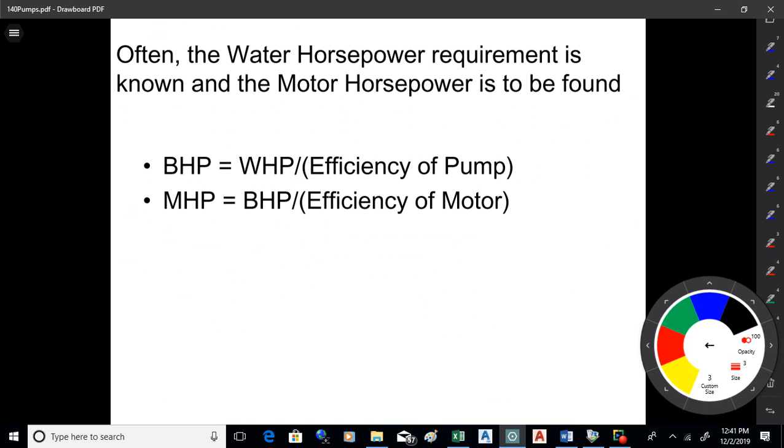So is the brake horsepower what we're calling pump efficiency? It has to do with pump efficiency, but they're different things. Efficiency is like a ratio. Brake horsepower is an actual power.